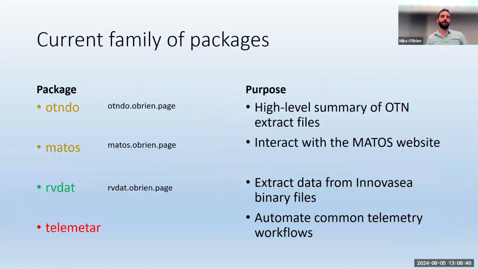The main packages I'll talk about today are the OTNDO package, which is a high-level summary of the OTN extract files for the ACT network specifically. It definitely works. I think it should also work for other OTN nodes, but I don't necessarily have the data to check that, which I'll touch on a little bit later.